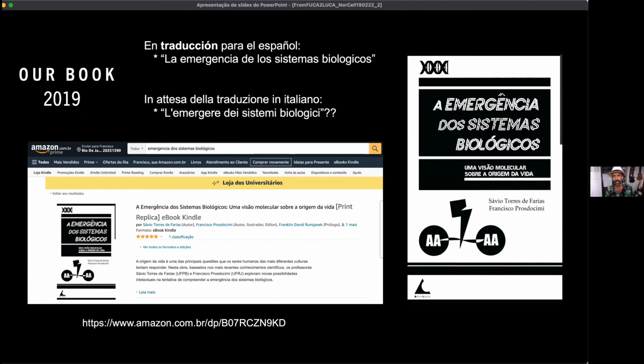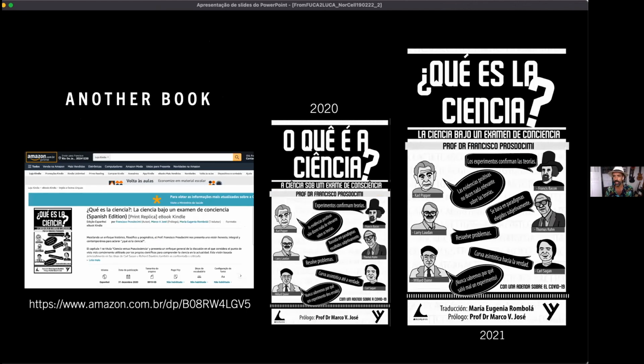We published a book. It's in Portuguese, and it's now being translated to Spanish. Also, as someone said before, I published a book, Qué es la Ciencia, in Spanish. It's a book about the origin, the science, the philosophy, and the history of science.